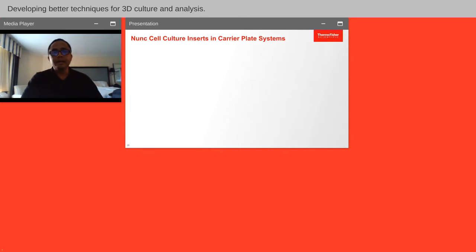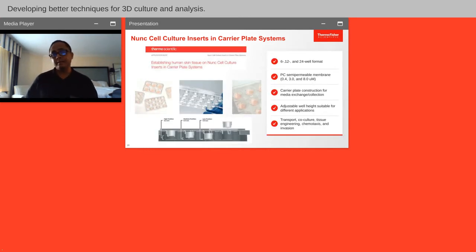The last workflow I want to highlight is utilizing another plastics product, our cell culture inserts and carrier plate systems, to develop 3D human skin. A little bit on the cell culture inserts here is that they come in 3 different well formats: 6, 12, and 24. The insert is a polycarbonate semi-permeable membrane of different pore sizes. And the uniqueness of that is it has an adjustable height feature, which allows you to place the insert at different heights within the well, which is highlighted here in the image below.